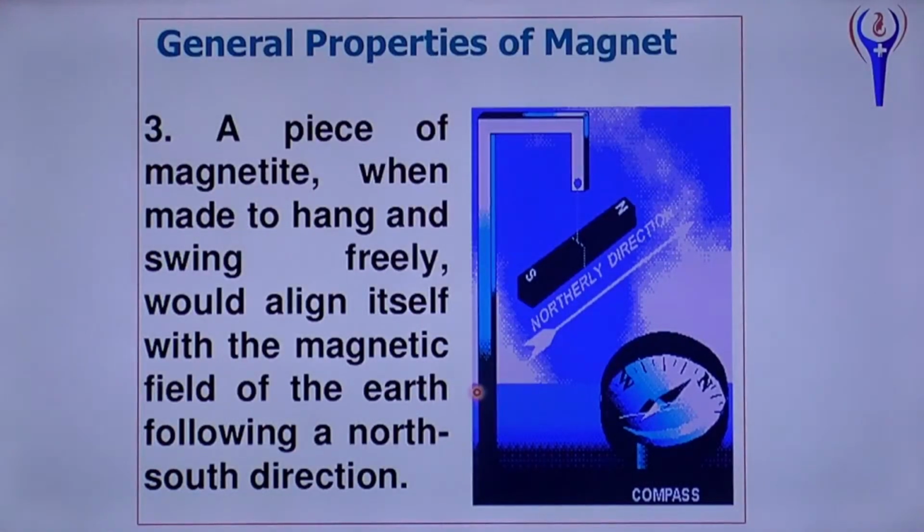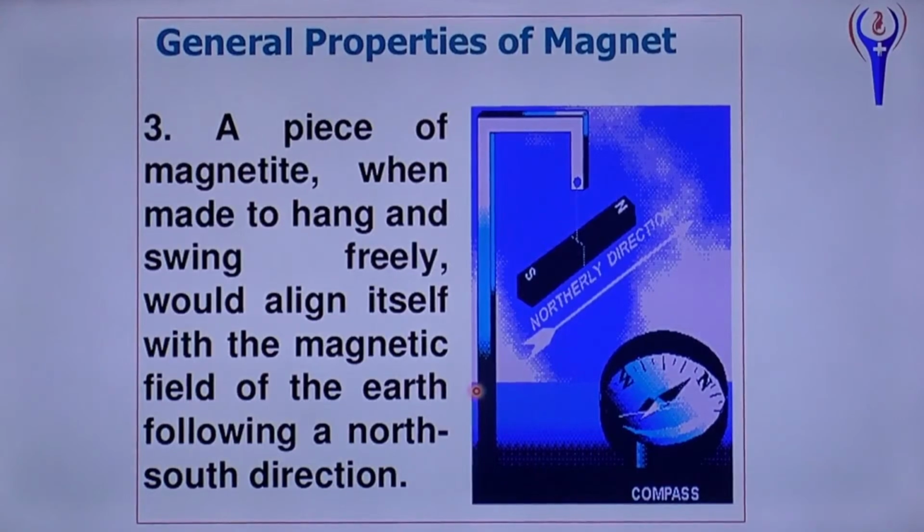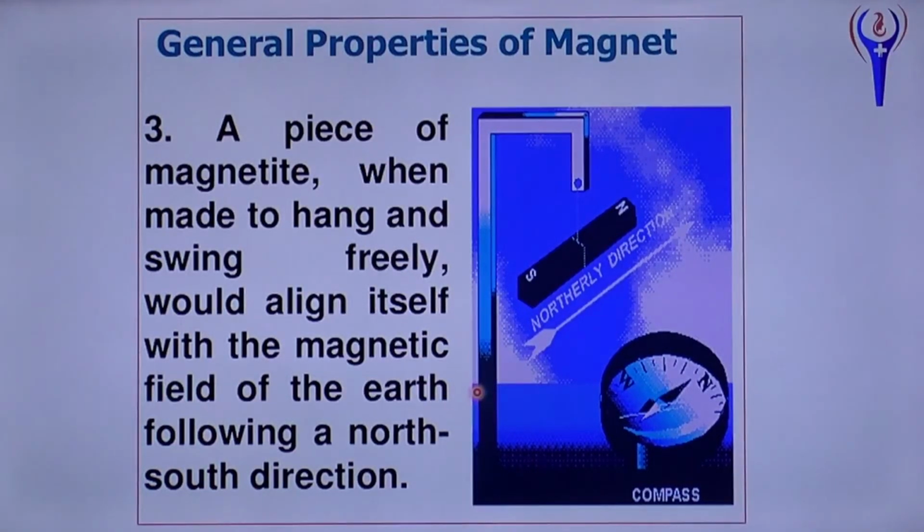A piece of magnetite. What is magnetite? Magnetite is an ore of magnet. It is one of the ores of magnetic material, one of the ores of iron only. A piece of magnetite, when made to hang and swing freely, would align itself with the magnetic field of the earth, following a north-south direction. That only we said in the first point itself: the north pole pointing north, the south pole pointing south.